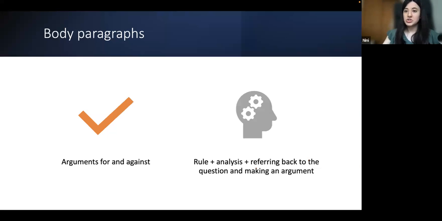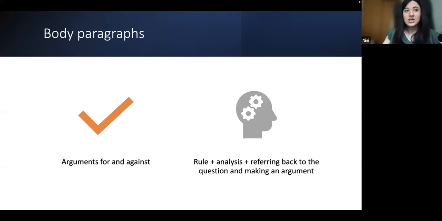After the thesis statement, you need body paragraphs. This is where the arguments come. You should have already mentioned a couple of cases in the introduction, but very briefly, just to introduce the issue at hand. Whereas in the body paragraphs, you have to elaborate the details and make an argument.